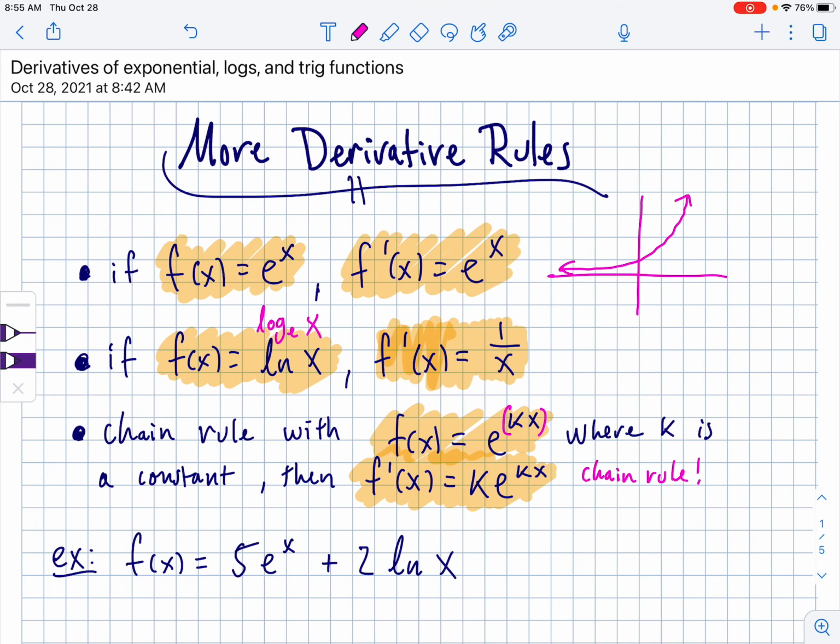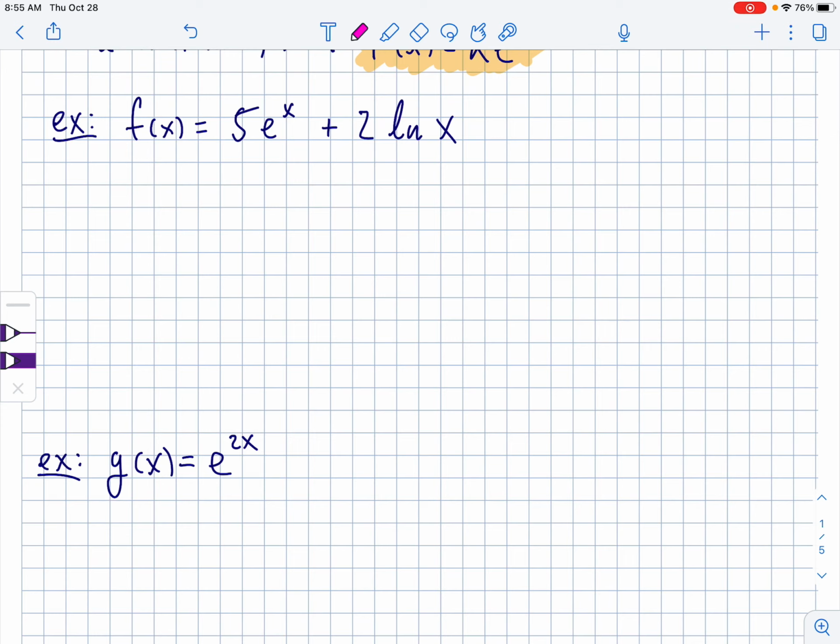Okay, let's do a bunch of examples. f of x equals 5e to the x plus 2 ln x. Well, this is pretty straightforward, you just break it up into two separate parts and take the derivative of each part. So the 5 can just chill out in front, and the derivative of 5e to the x is just 5e to the x. Remember, e to the x is the freebie that always just stays the same. Now, ln of x is going to be 1 over x, so we can just write this as 2 over x. Is that the way they put it? Make sure I'm on the right track here.